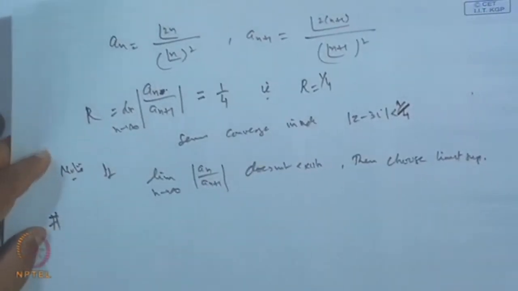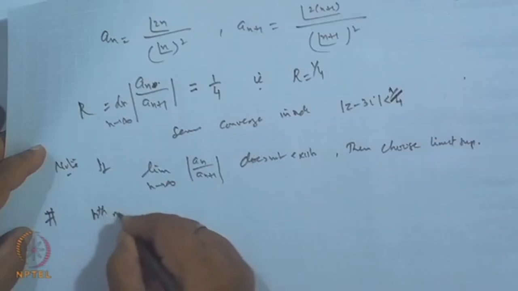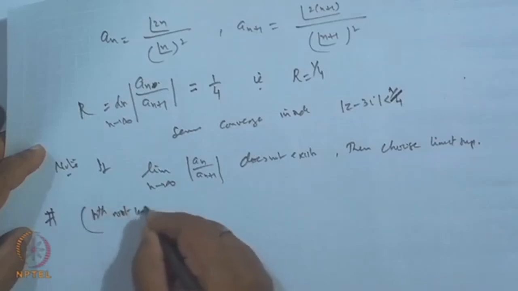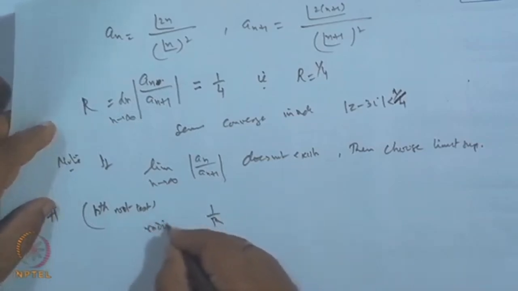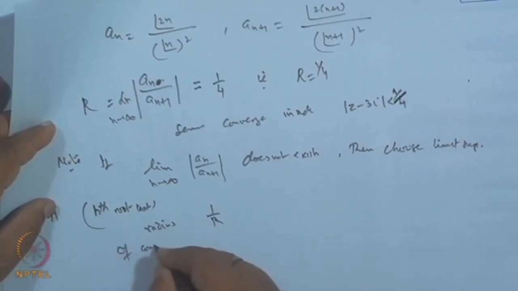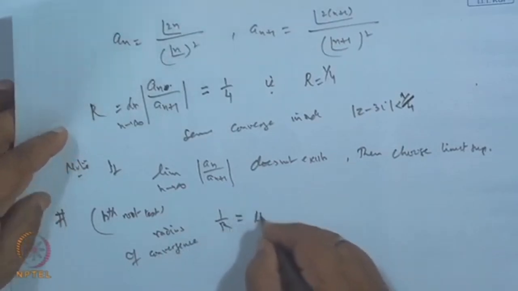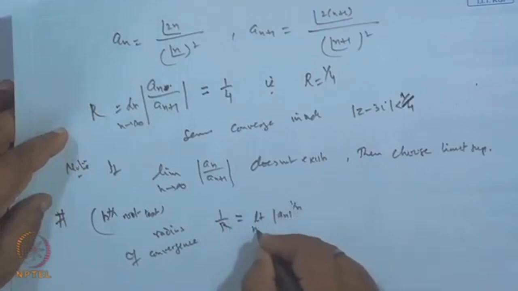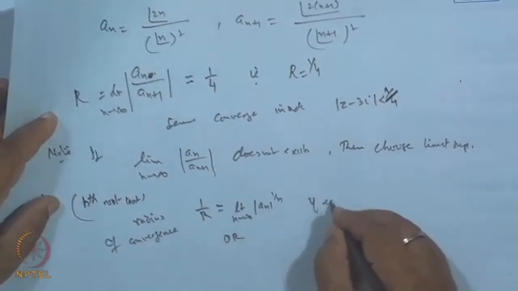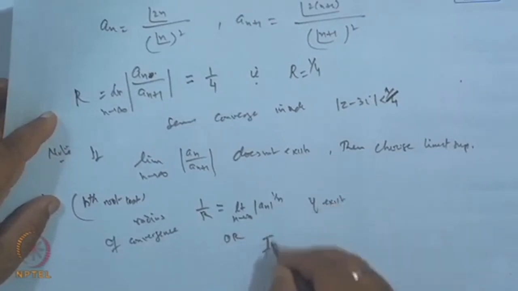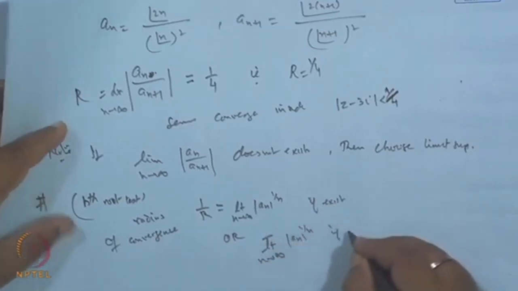Similarly, another result is for the nth root test. The radius of convergence R has the formula 1 by R is the limit of mod a n to the power 1 by n as n tends to infinity, if the limit exists, or the limit superior of mod a n to the power 1 by n as n tends to infinity, if the limit does not exist.